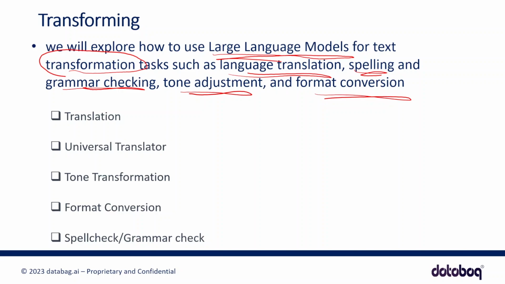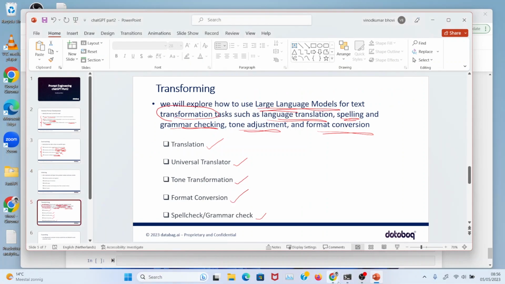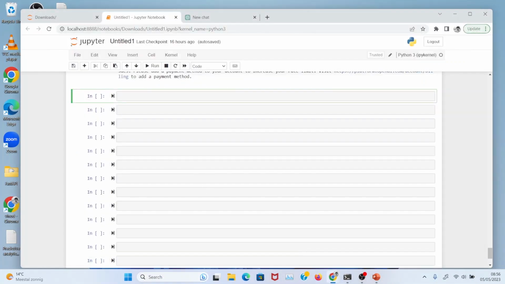But at a high level, you can see that ChatGPT can do all these kinds of things. In this case it will be used for translation. It can be used as a universal translator. It can be used to change the tone of a message, change the format, and it can also check spelling and grammar for us. So this is basically what we have within transforming. Transforming is a concept, and the things you can do within transforming are the list you see here on the screen. Now we use ChatGPT to do this transforming. Let's go to our Jupyter notebook.